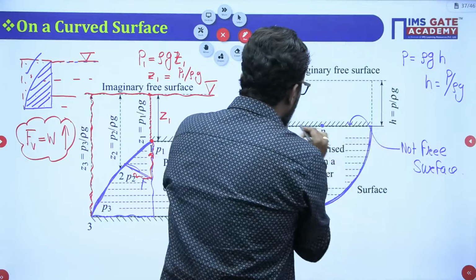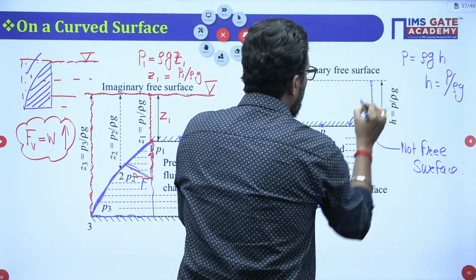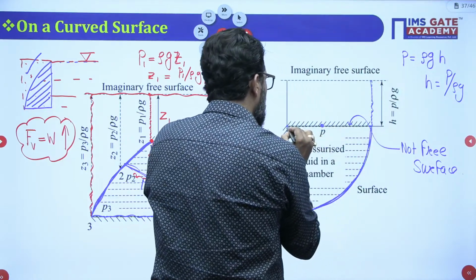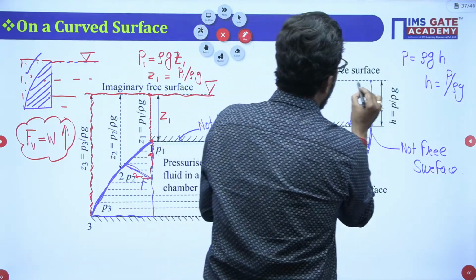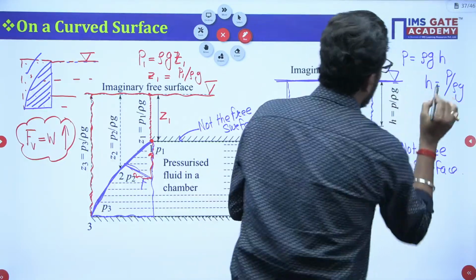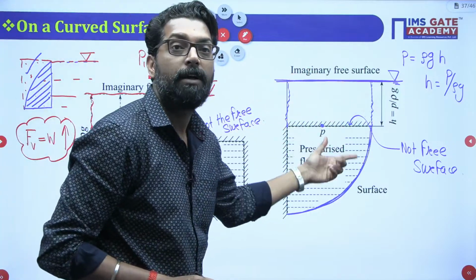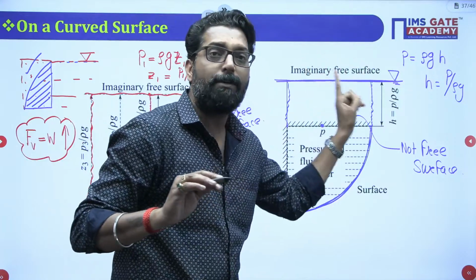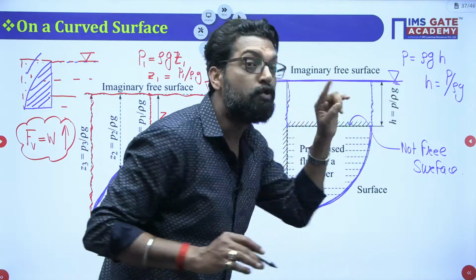Now, from this point you move P by rho g. This is a horizontal line, so the same pressure is there. Now you have to draw an imaginary line. This is the imaginary free surface concept, and it is very important. Why do we bother about finding the imaginary surface? Because there is no free surface.